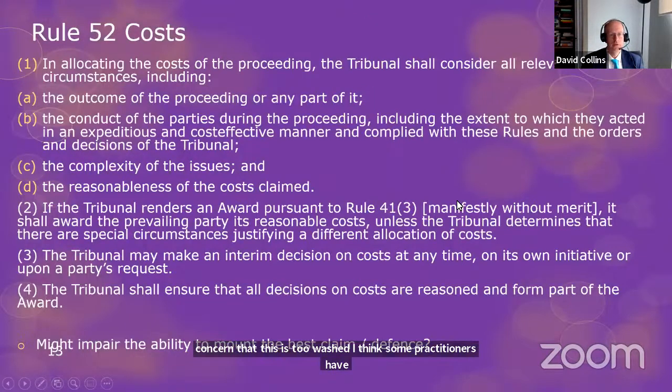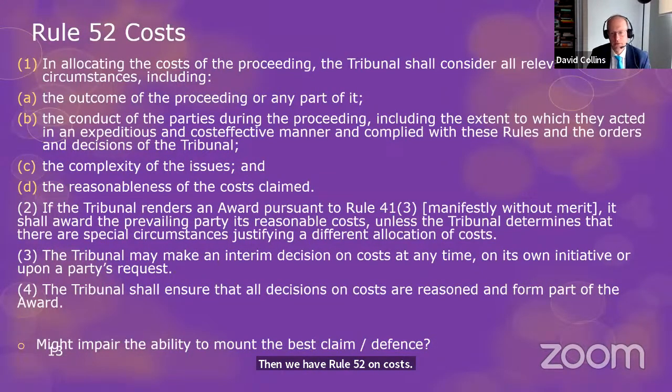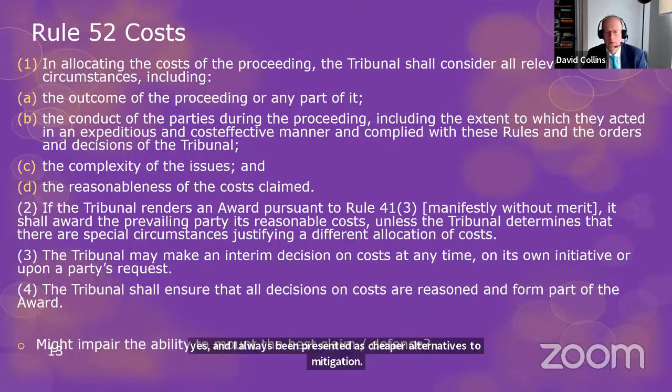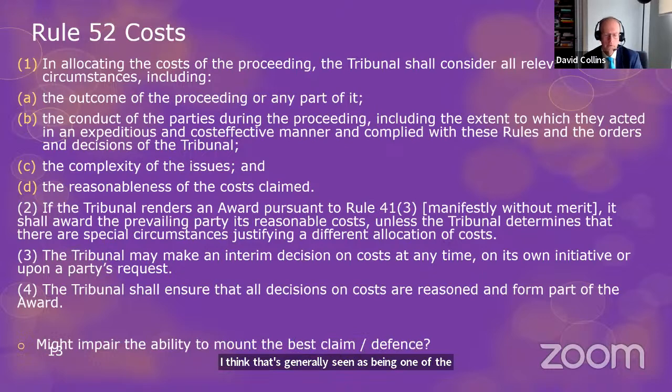Then we have Rule 52 on costs. So again, one of the classic criticisms of ICSID, and I've said this already, but it bears repeating, is that it's too expensive. And I think, once again, it's ironic because ISDS and ICSID have always been presented as cheaper alternatives to litigation. And I think that's generally seen as being one of the advantages of commercial arbitration. Yet over the years, the cost of ISDS ICSID hearings has gone up.